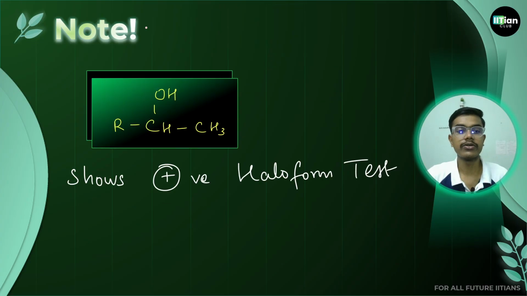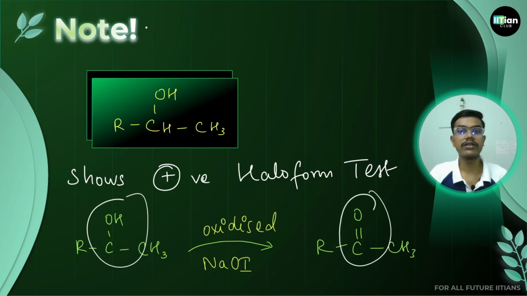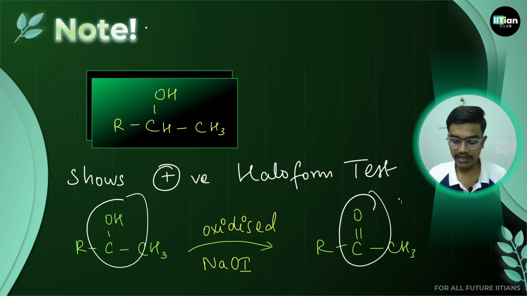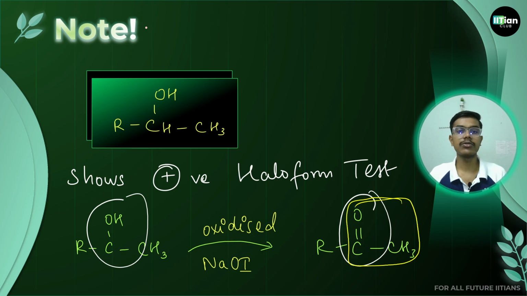Not only methyl ketone, you can see that this alcoholic compound also shows a positive haloform test. This is because this alcoholic group is oxidized in the presence of NaOI to the ketone group. So you can see that you are having a methyl ketone over there, and hence it gives a positive haloform test. I hope you got this.